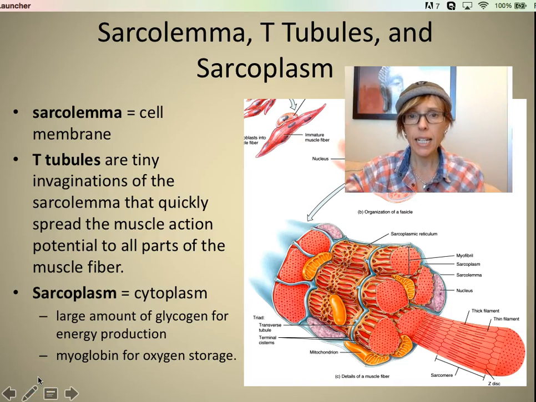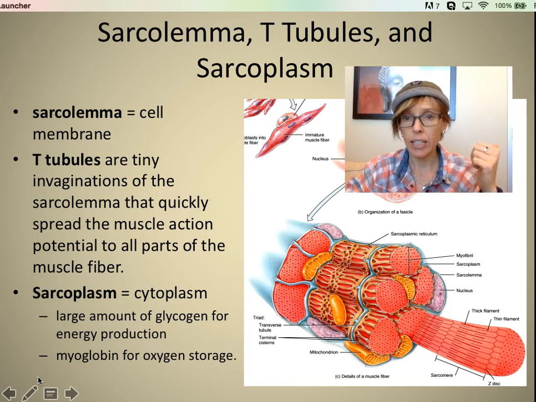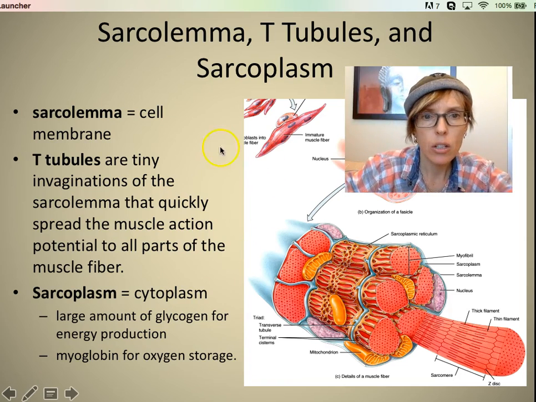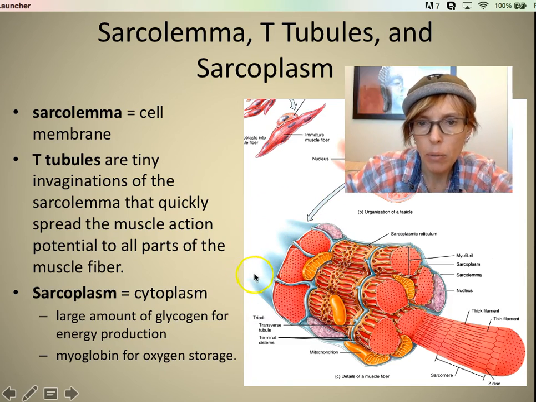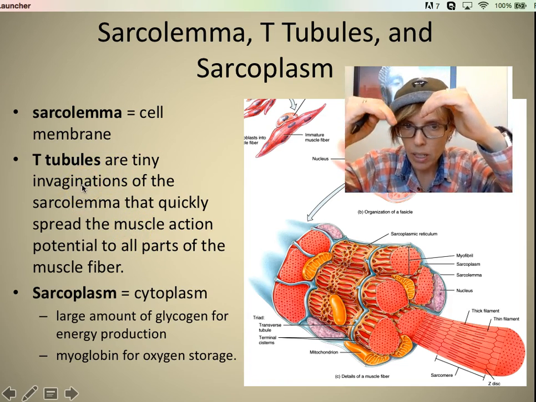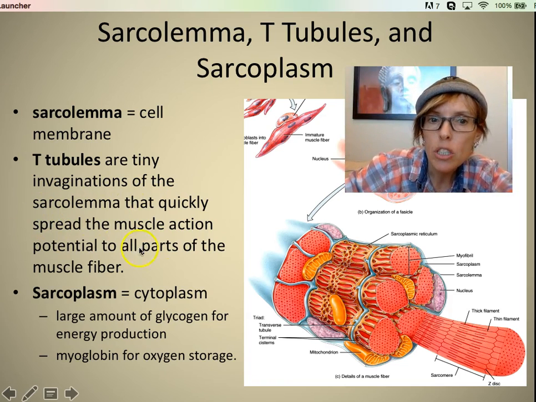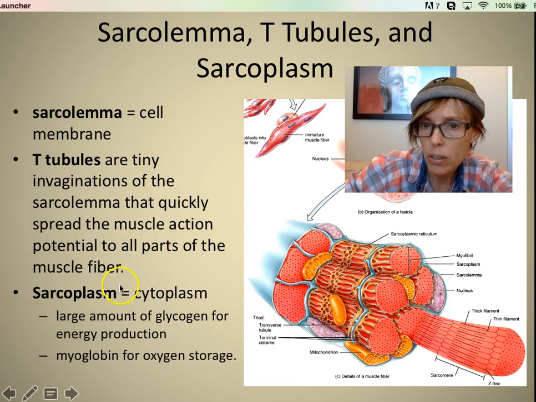All right, welcome back. So we had mentioned those definitions just at the very end of our last video. So let's just take a quick look at them again. So again, sarcolemma is simply going to be this cell membrane. These T-tubules, or transverse tubules, are tiny invaginations. So they're little areas where the cell membrane is essentially going to dip in. And they quickly spread the action potential to all the parts of the muscle fiber.